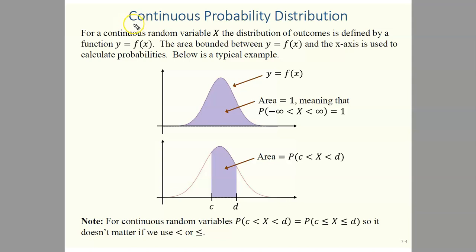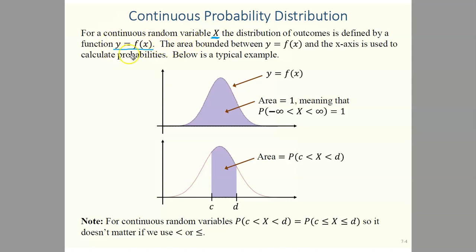Hi everyone. In this lesson, we're going to go over continuous probability distributions, and we're going to look at a particular example called the uniform distribution. Now, for a continuous random variable x, the distribution of outcomes is now going to be defined by some function, y equals f of x. That's for continuous random variables.